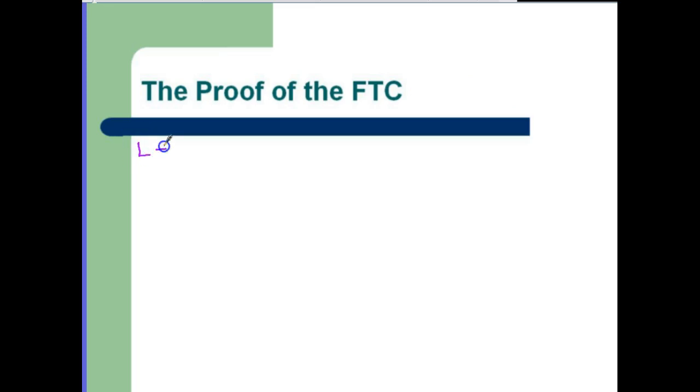So let's start our proof the way we know how. Let capital F of x equal the integral from a to x of f of t dt. Let's take the derivative. By definition, what does the derivative F prime of x look like using the definition of the derivative?